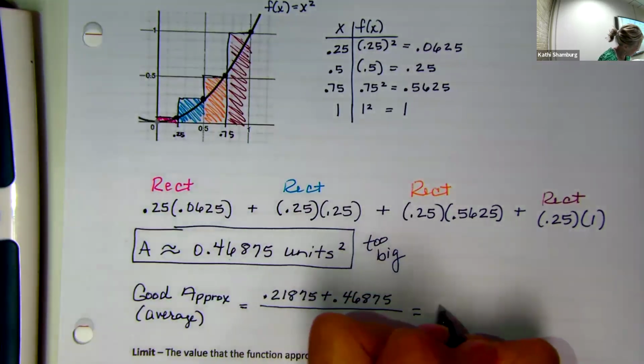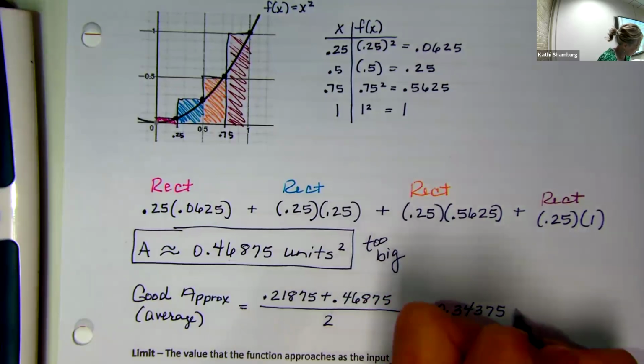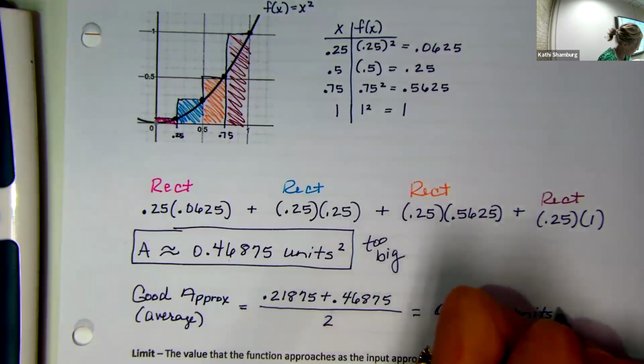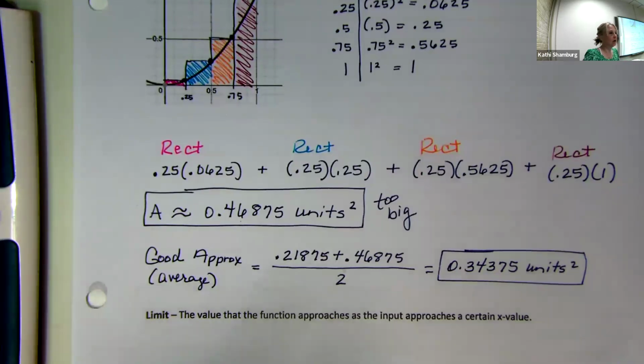0.34375 units squared. And that'd be a good approximation. Again, we're not guaranteeing it's exact. We're just saying that's a really good approximation.